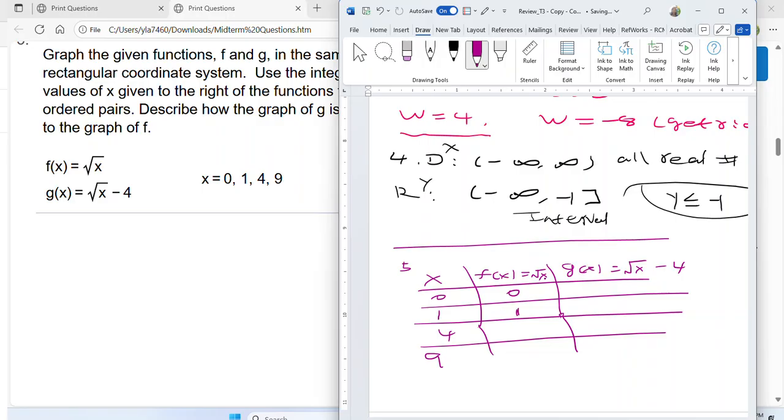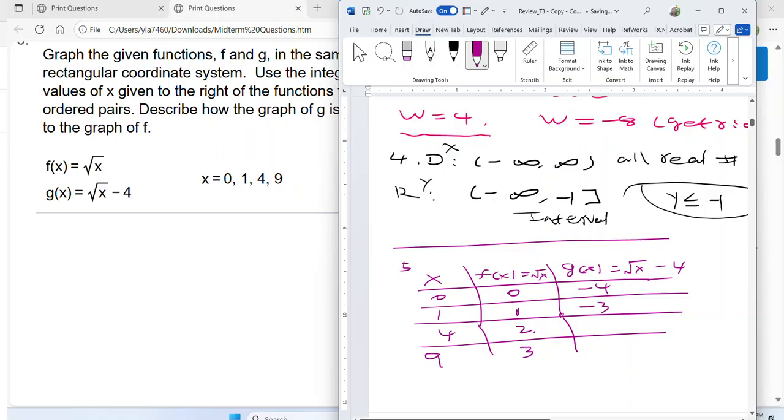And then for g of x, you just use f of x minus 4. So you just use this whole thing minus 4. 0 minus 4 is negative 4, 1 minus 4 is negative 3, 2 minus 4 is negative 2, 3 minus 4 is negative 1.